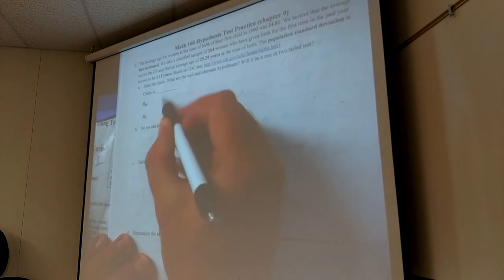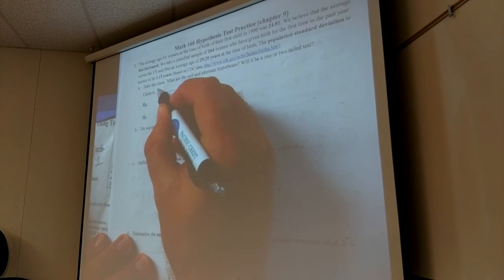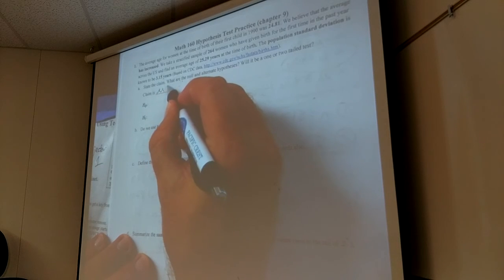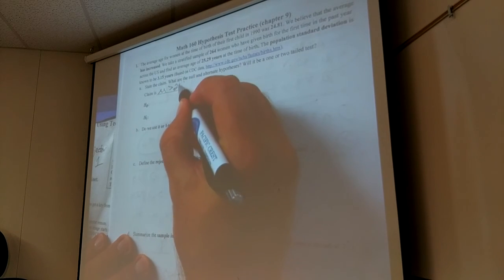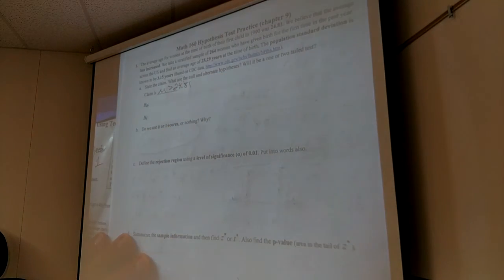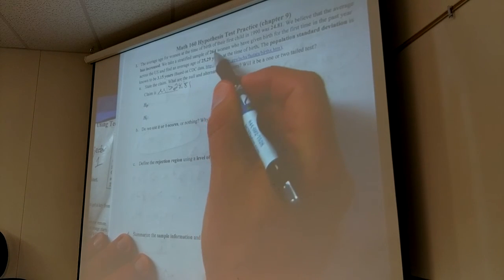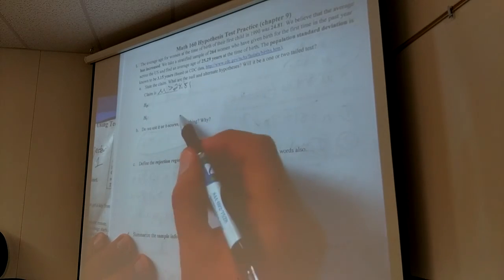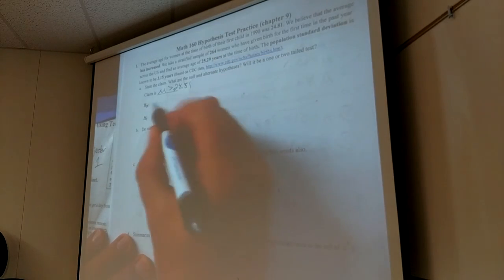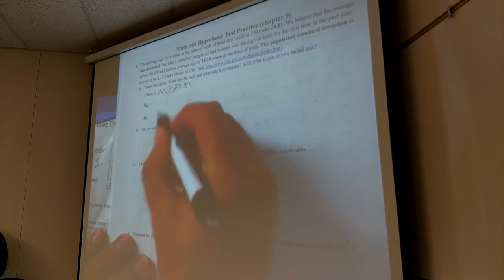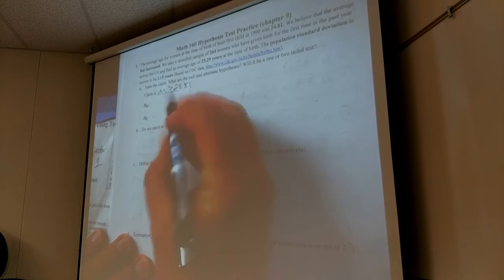So what's the claim, though, that's being made? Yeah, we think the mean age has gone up from what it used to be. So this number would never show up there because that number came from the sample. We haven't even taken a sample when we're doing this step in real life. So where does that go? Why does it go here?